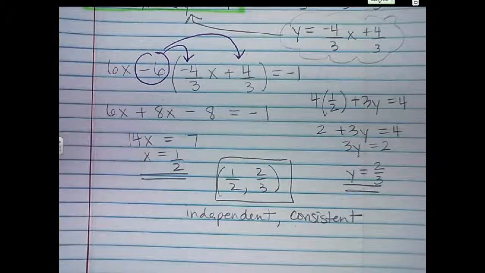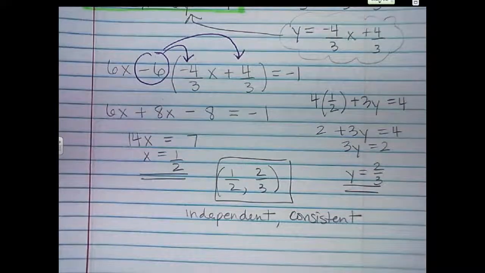All right, are we good on substitution? Okay, I see a couple of people still writing before we go to elimination. All right, anyone still writing? Okay, so let's do some elimination.